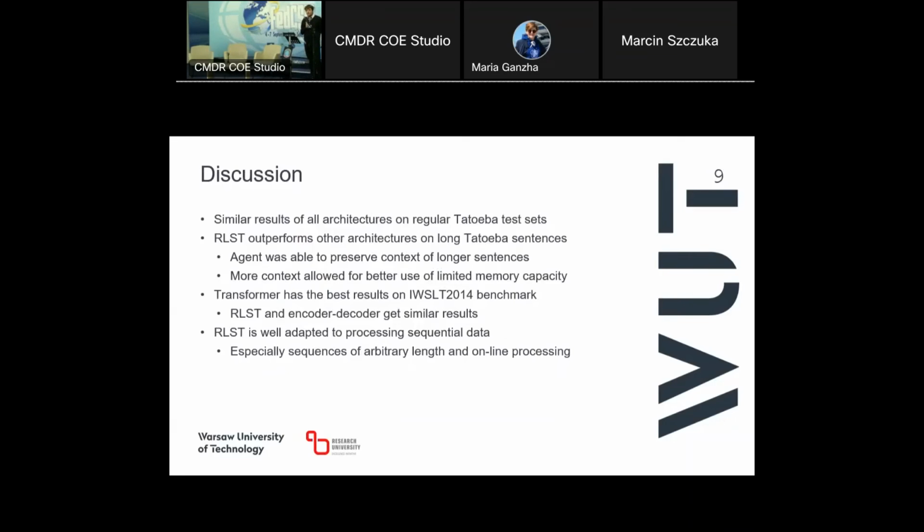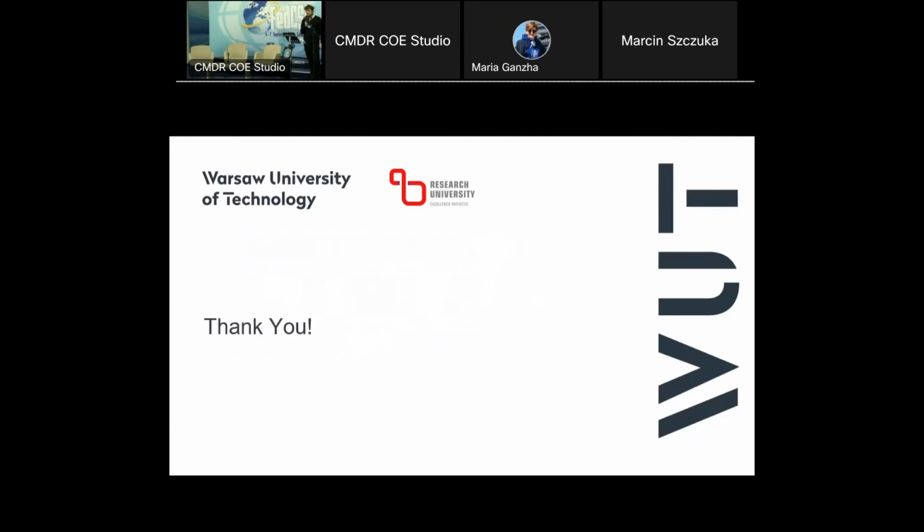And we think that because this dataset has somewhat shorter sentences, our agent wasn't able to find this context as easily as in the long sentences in Tatoeba. So we think that our agent is well adapted to processing sequential data, especially when it's very long or we need online processing without a limit of length, because it's able to save the state of the environment with limited memory and use it for further translation. And that's everything I wanted to share with you. Thank you very much.